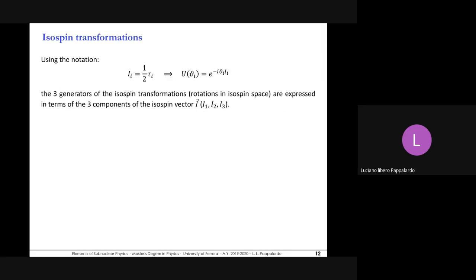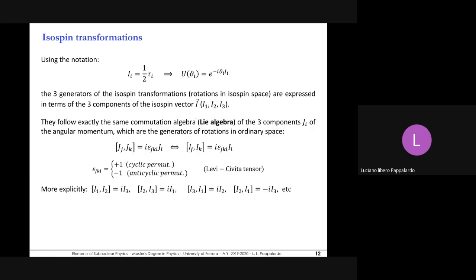Now, back to the question of your colleague before, we can write the components of the isospin vector in terms of the 3 Pauli matrices divided by 2. So we can now write the isospin transformation, where now we have just I_i, sorry. The 3 generators of the isospin transformation, which are rotations in the isospin space, are expressed in terms of the 3 components of the isospin vector. This is exactly what you have for spin: you have your spin vector, and then you have your 3 projections along the x, y, and z directions. They follow exactly the same algebra as the 3 components of angular momentum in general, which we call the Lie algebra.